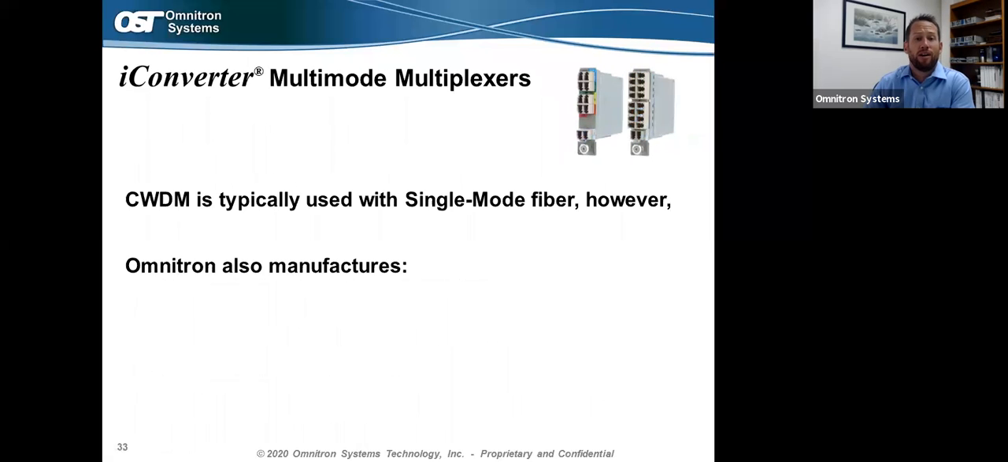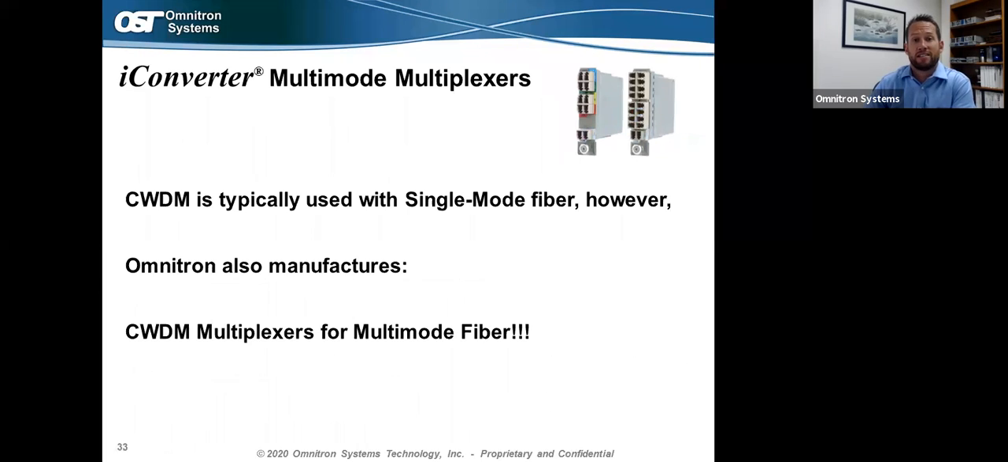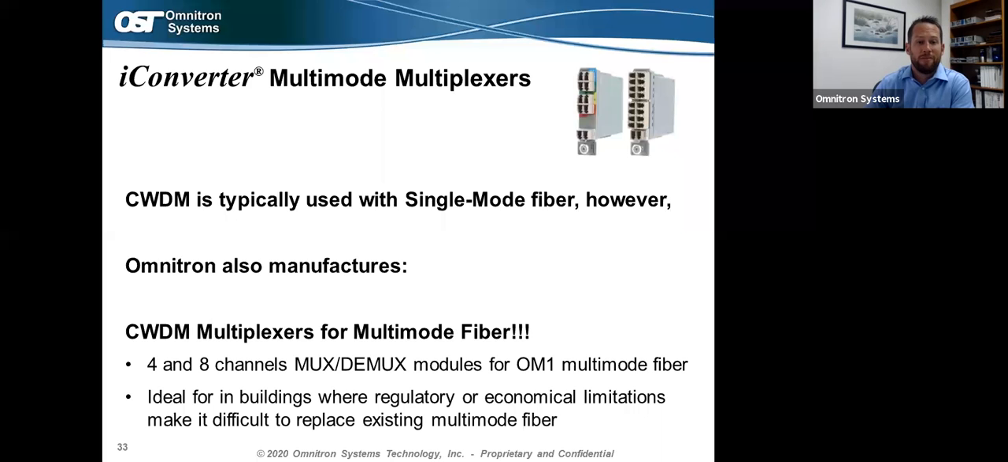So as I mentioned before, Omnitron also manufactures CWDM multiplexers for multi-mode fiber. So this is a nice unique advantage Omnitron has here. Not a lot of companies make CWDM multiplexers for multi-mode. So we make these in the 4 and 8 channel devices here for OM1 multi-mode fiber. These are perfect or ideal for buildings where it doesn't make economical sense to have to lay new single mode fiber within the building or replace that existing multi-mode fiber.